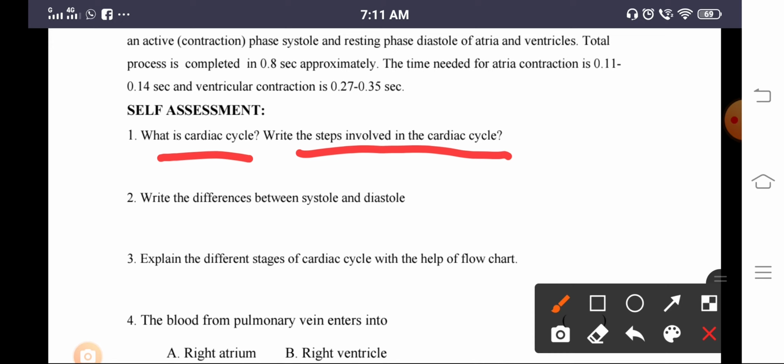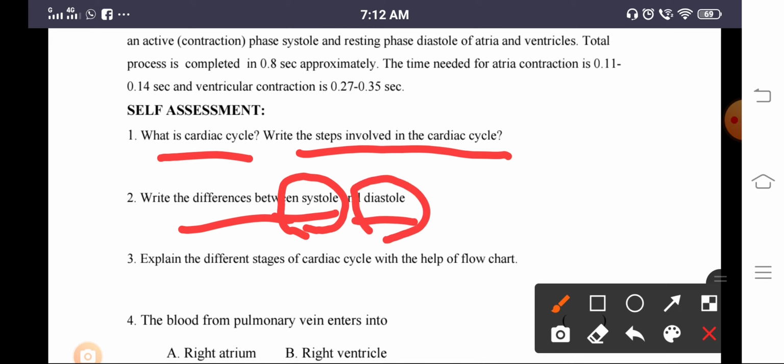Now second question: difference between systole and diastole. Systole means contraction of auricles and ventricles. Diastole means relaxation of auricles and ventricles. So in systole, contraction of auricles and ventricles we can see, whereas in diastole, relaxation of auricles and ventricles we can see.